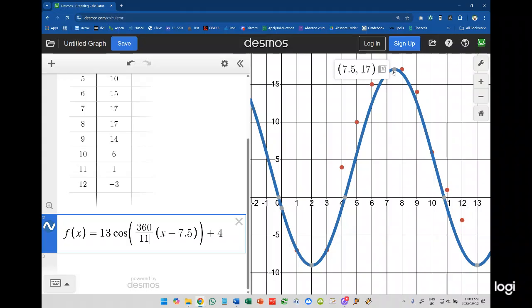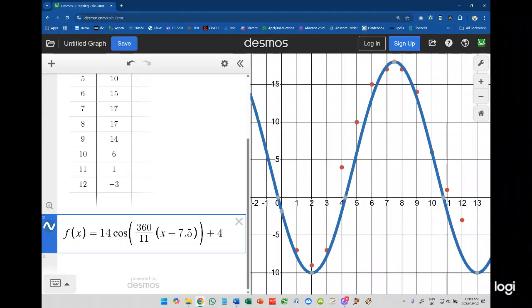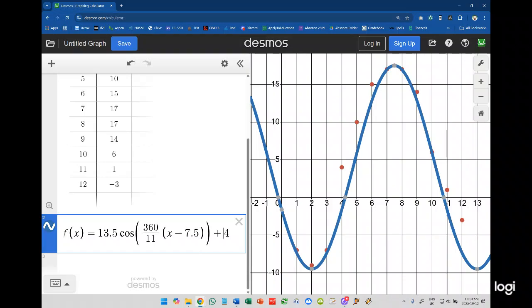I'm also going to note that because I assumed the maximum was 17, but it's actually 17 in both July and August, it might actually go up a little bit higher in the middle. So maybe my amplitude's actually 14, or maybe it's 13 and a half. And you'll notice I'm really just playing with the numbers a little bit to see if I can find something that better represents the curve.